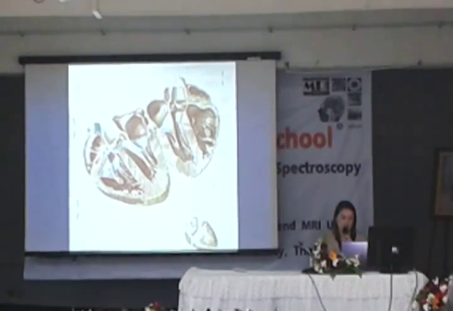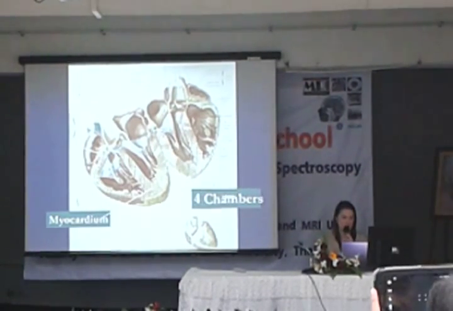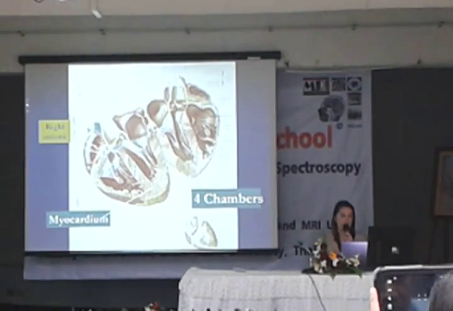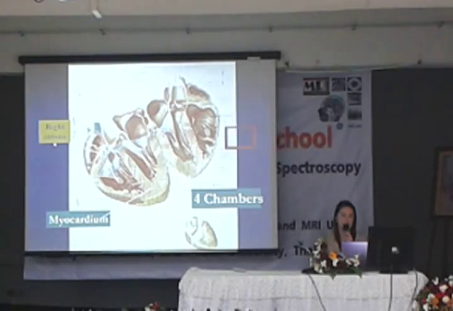Let's start. If you bisect the heart along this plane, you will see the heart muscle we call myocardium, and the heart comprises 4 cardiac chambers. The upper chambers are called atria, the right and left atrium, and the lower chambers are called ventricles, the right and left ventricle. The atrium and ventricle are separated by valves. The right-sided cardiac valve is called the tricuspid valve, and the left-sided cardiac valve is called the mitral valve.